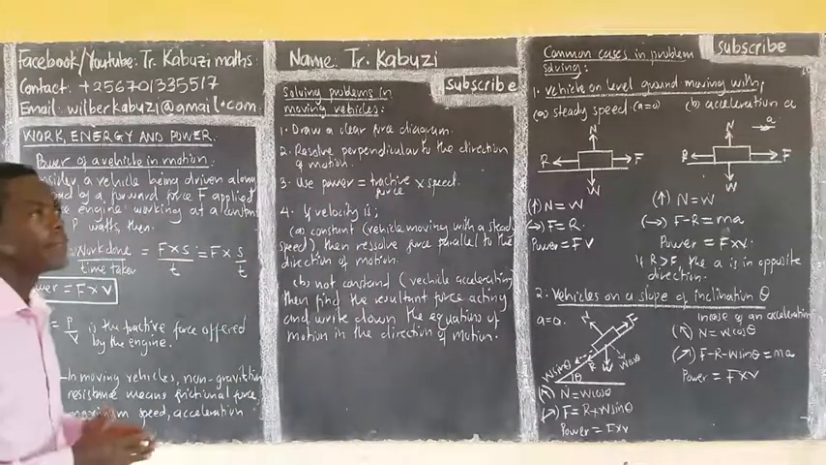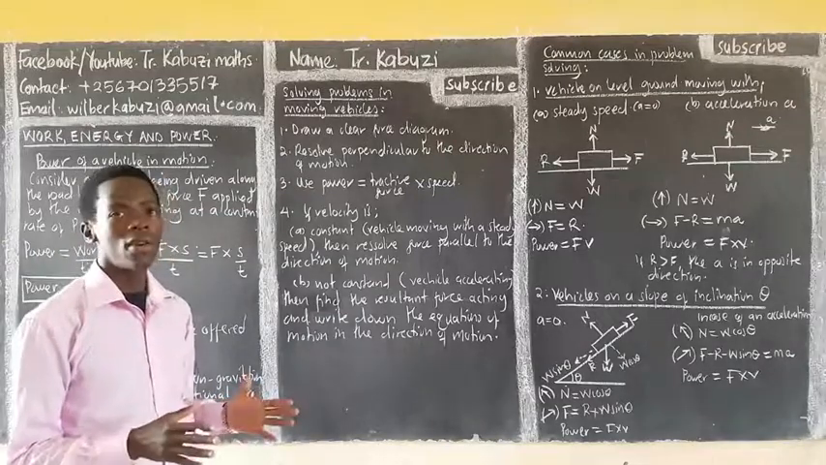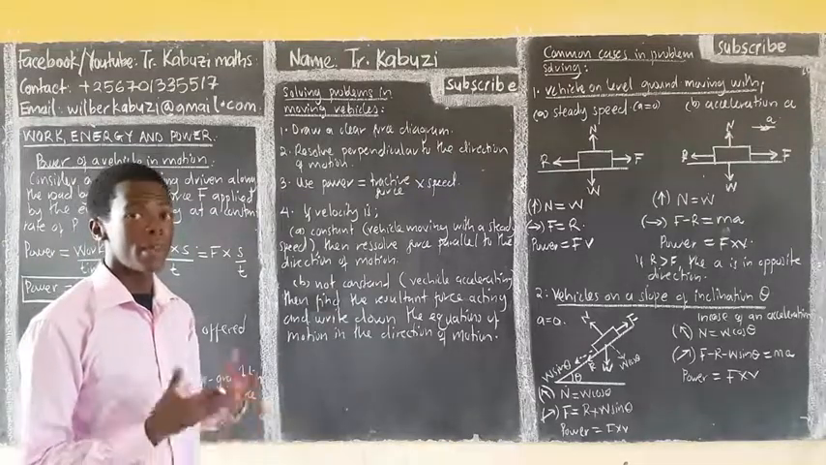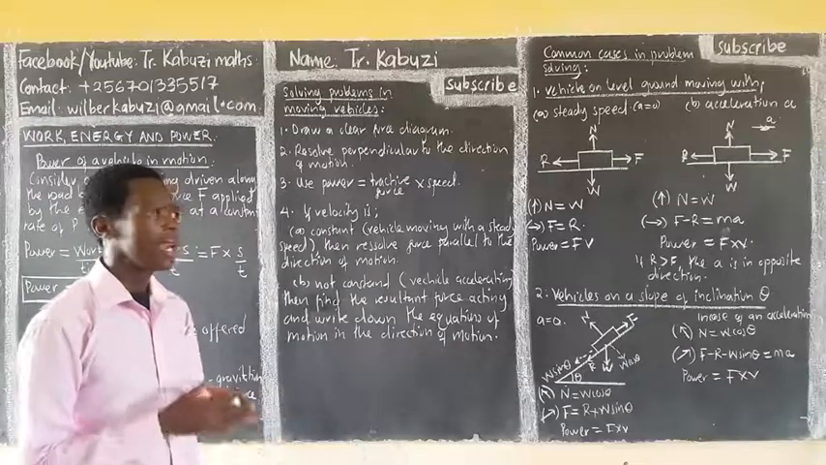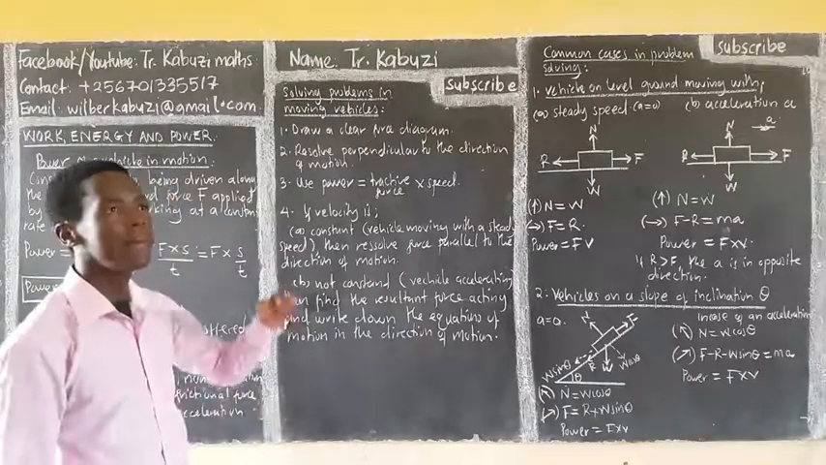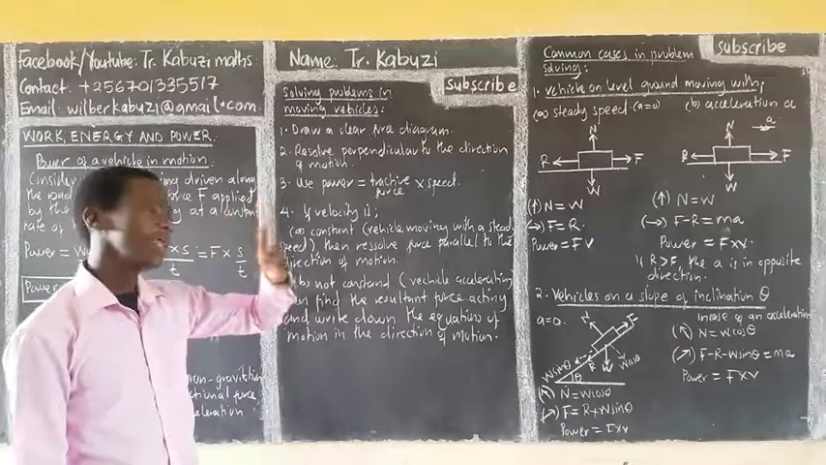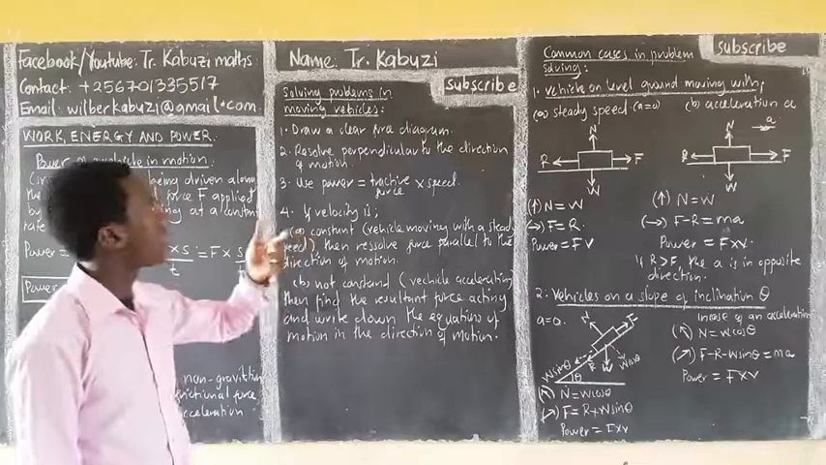Of course, maximum speed means that it's going to be a steady speed or uniform speed. So there's no change in velocity. That's why we say acceleration is 0, because acceleration is the rate of change of velocity. At maximum, it means the vehicle has attained that velocity, so there will be no change in velocity.